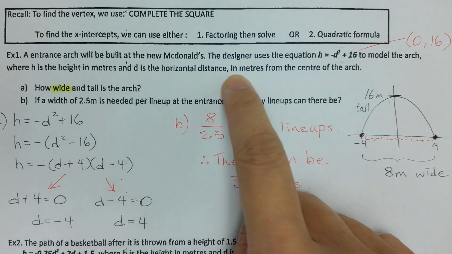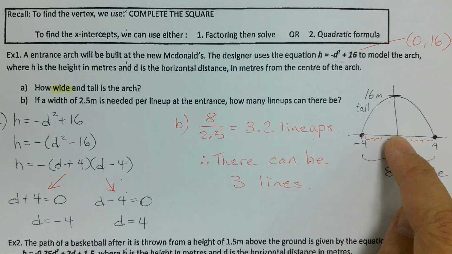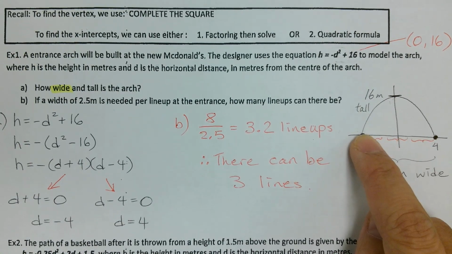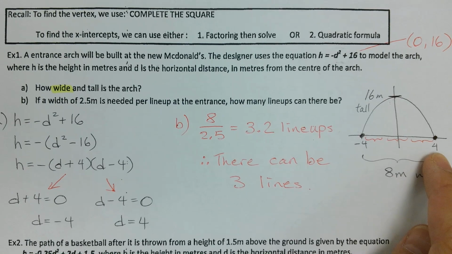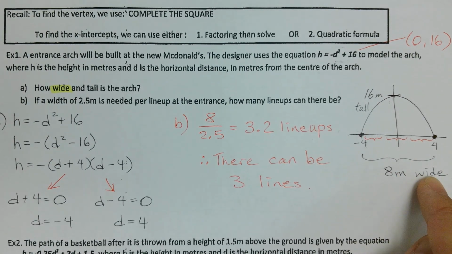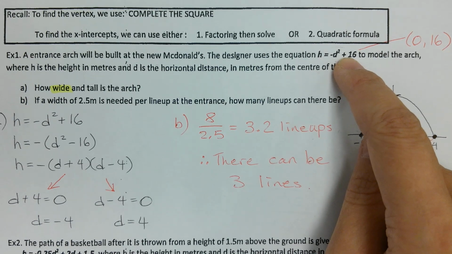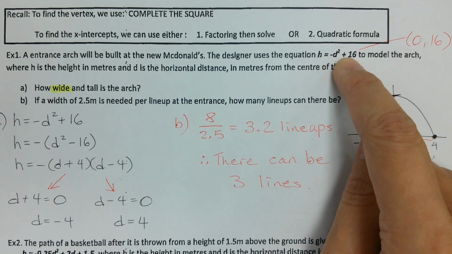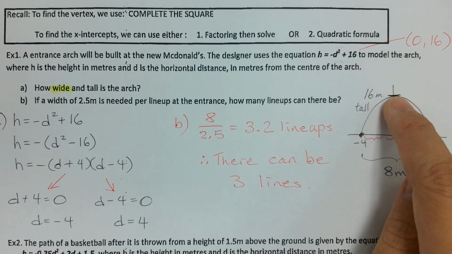d is a measure of horizontal distance from the center of the arc. So this only means 4 meters to the left, 4 meters to the right. Okay, so in that case, how wide is it? It's 8 meters wide. Looking at this equation, this is in standard form and also in vertex form. So my vertex is 0, 16. So it's right here, which is 16 meters tall.